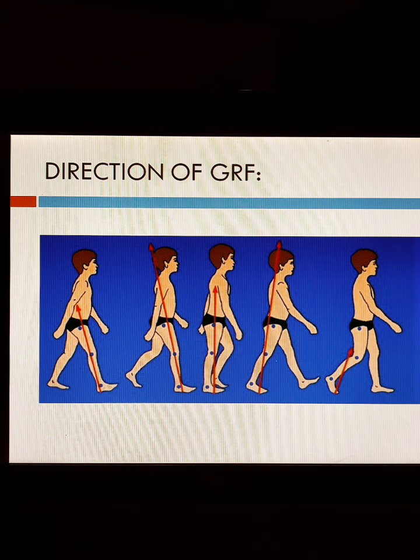During terminal stance, the ground reaction force passes in front of the ankle joint and behind the knee joint and behind the hip joint. In pre-swing, the ground reaction force passes in front of the ankle joint and behind the knee joint.